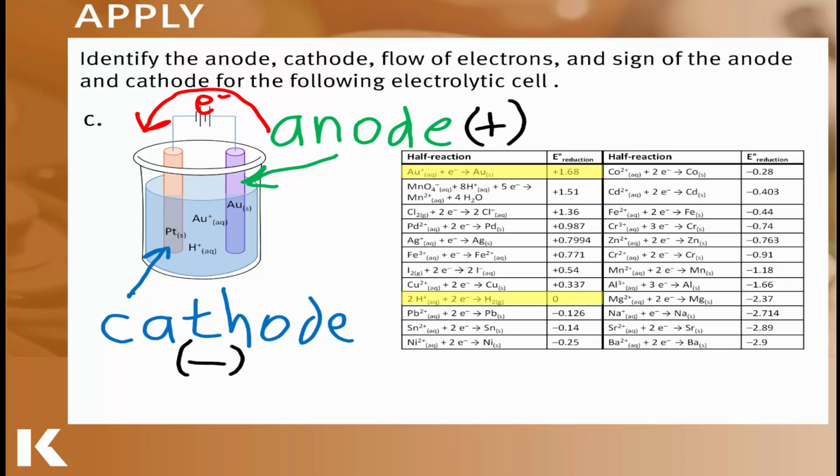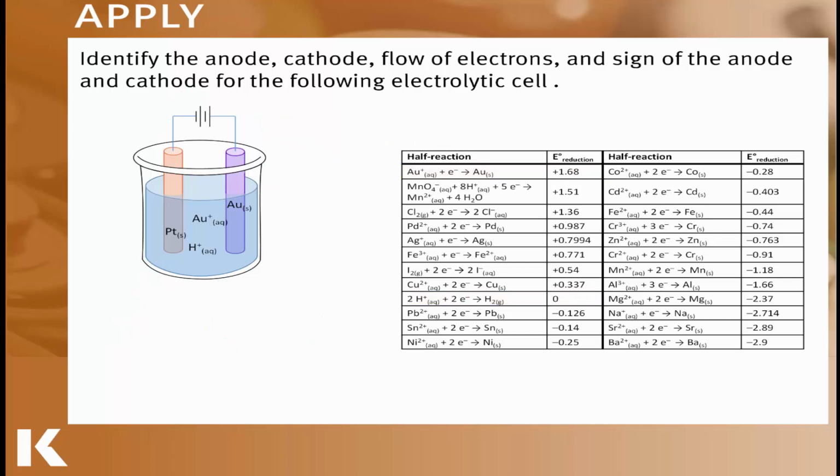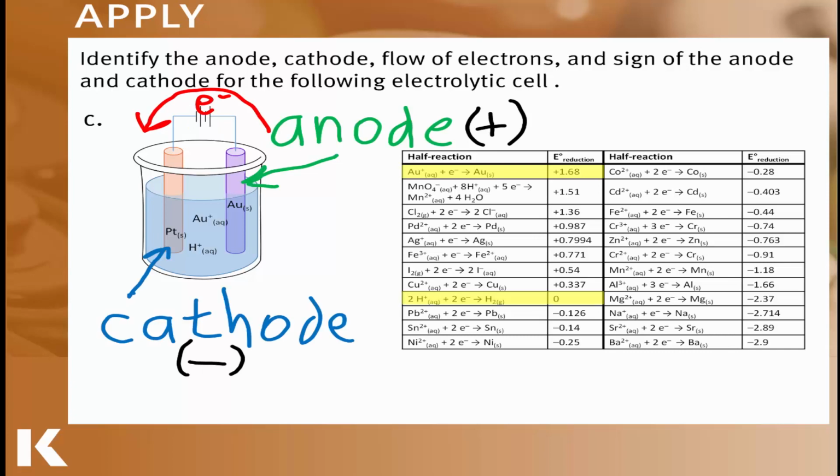Now, once again, I want to show you another way to solve this problem. And that is to just pay attention to the fact that this power source, this battery in this system, has its negative terminal on the side with the shorter line and its positive terminal on the side with the longer line. Therefore, we know the way that electrons flow. As soon as we know that, we can assign everything else from there. The anode, the cathode, the positive, and the negative.